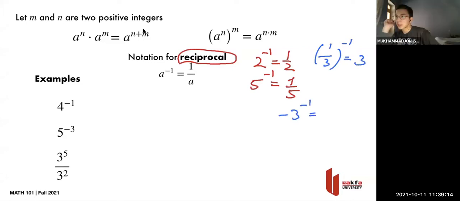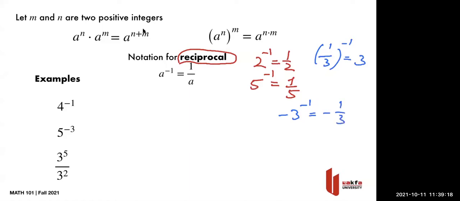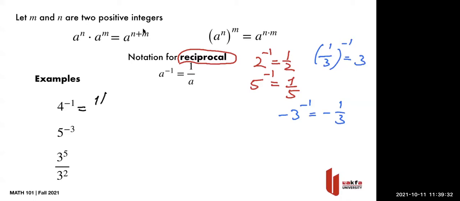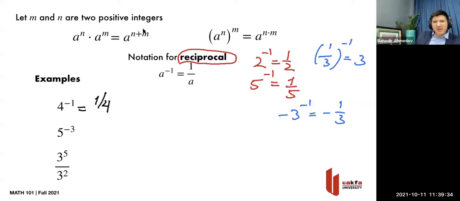Minus 1 over 3, right? So we just take 1 over this number in order to find its reciprocal. So let's find the reciprocal of minus 4. The reciprocal of 4 is 1 over 4. So what is going to be the negative power of 5?